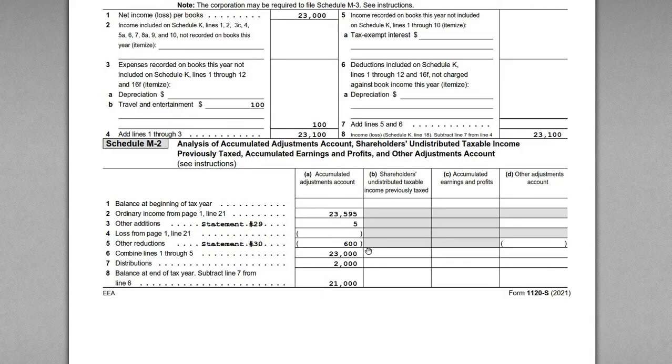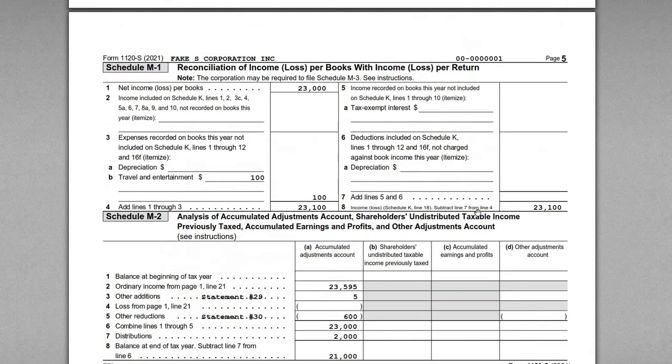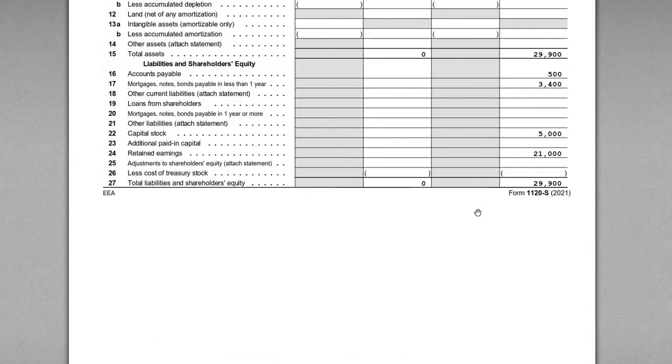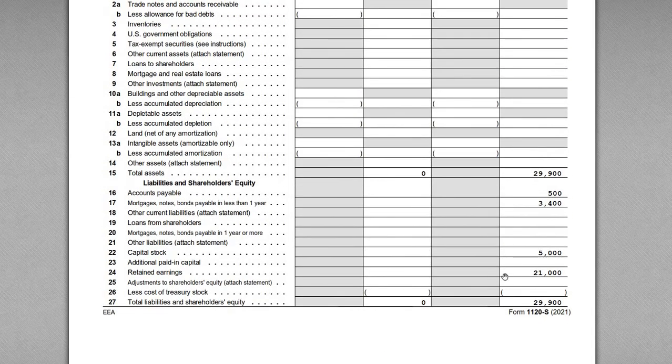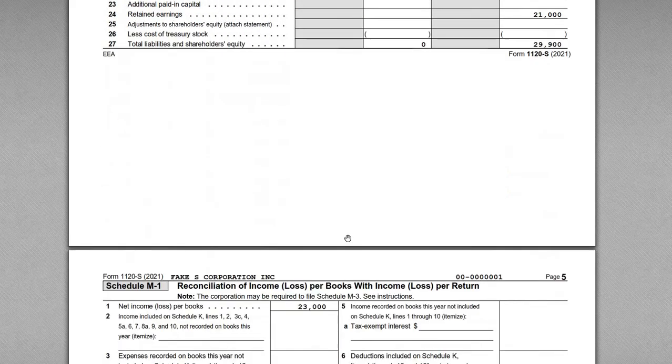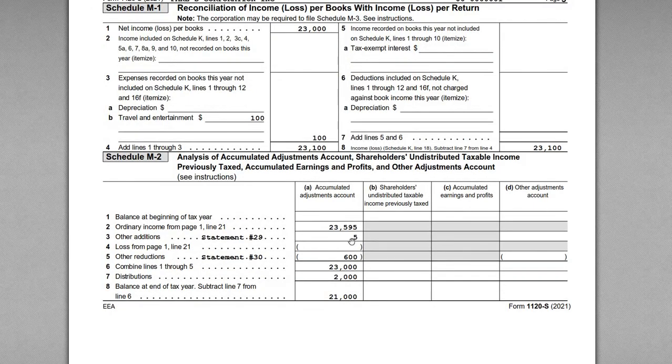And so when we roll all this down and net out the amounts, we've got a balance of $21,000 in the accumulated adjustments account. And so this amount does reconcile with the retained earnings figure that we see on the balance sheet, right? So there's our $21,000 figure, and it matches our M-2 roll forward of the accumulated adjustments account.